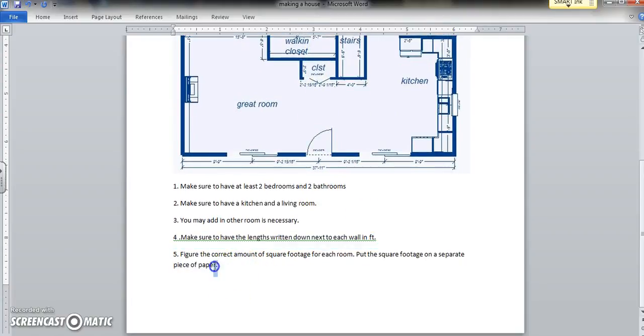And the final thing is you need to make sure you find the square footage or the area of each room. The square footage or the area for each room. So the square footage and the area are the same thing, because we know area is in square units. And in this case, since each line equals 1 foot, it's going to be square feet or square footage.